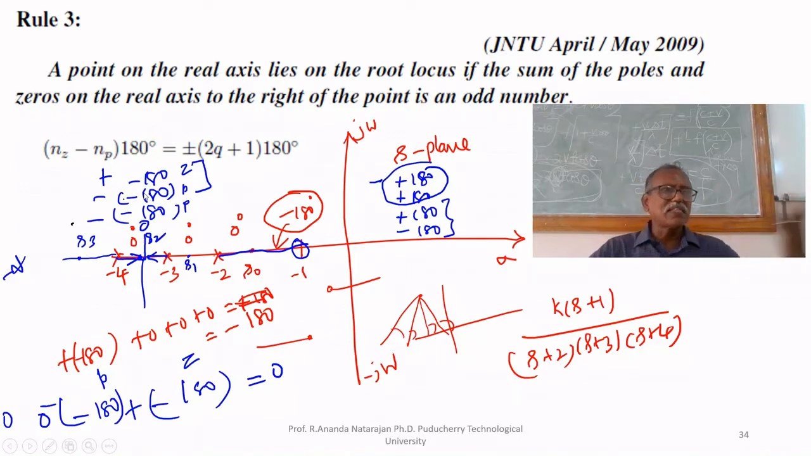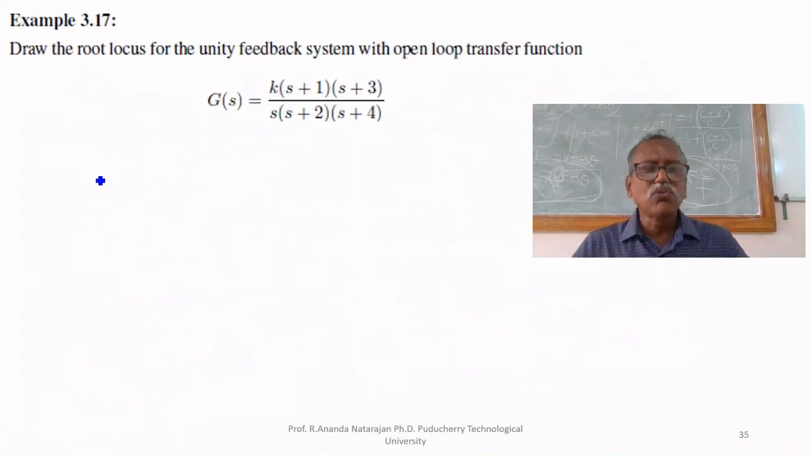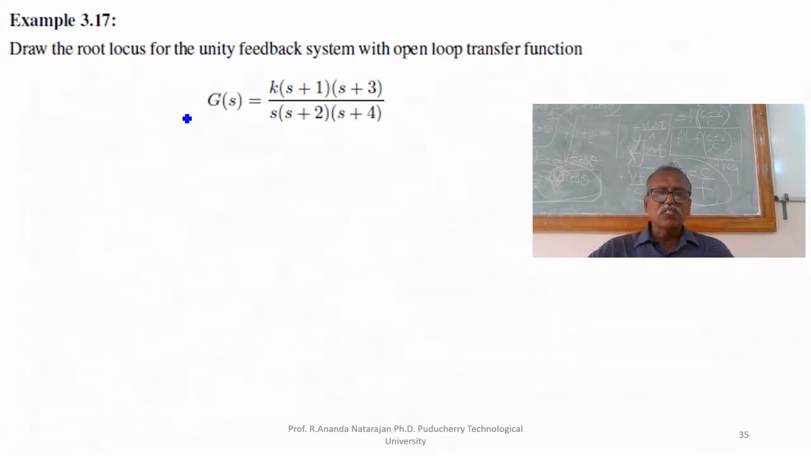Real axis, whether it is on the root locus or not, we check. That is the third rule. Fourth rule: by using these rules, we can draw some root locus. Let us draw the root locus for the unity feedback system with the open loop transfer function.